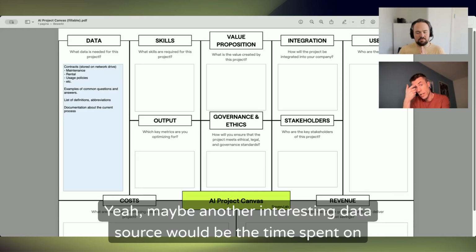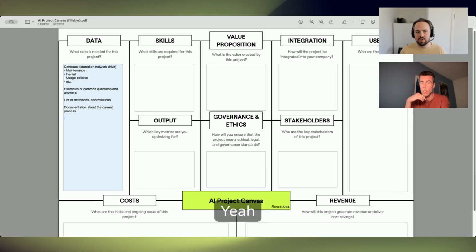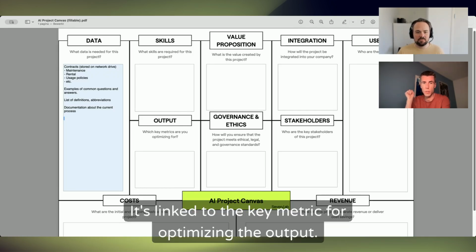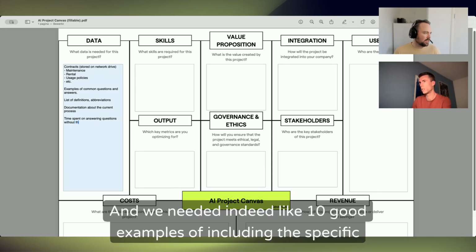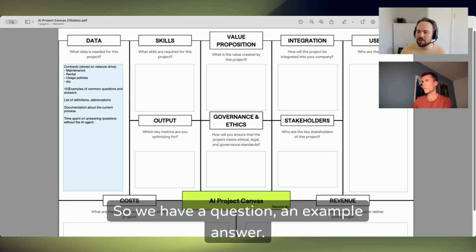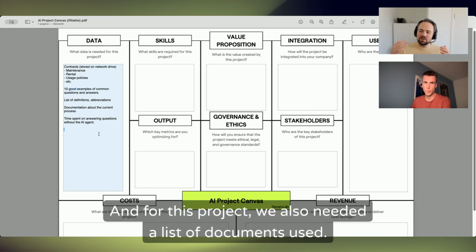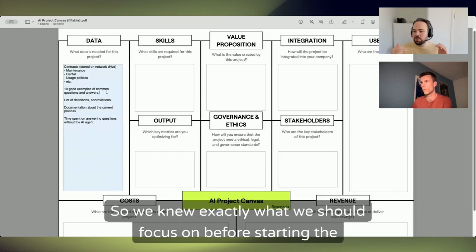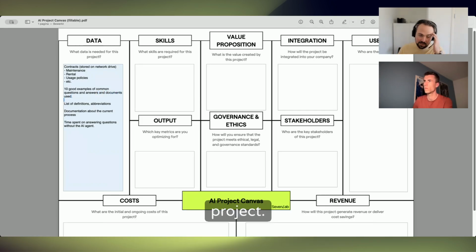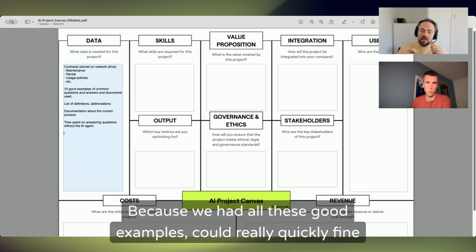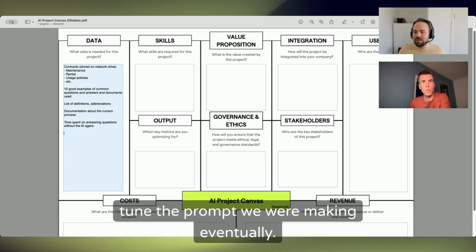Maybe another interesting data source would be the time spent on answering questions right now. Sure. It's linked to the key metric for optimizing the output. And we indeed needed about 10 good examples, including the specific process used to get to an answer. So we have a question and an example answer. And for this project, we also needed a list of documents used, so we knew exactly what we should focus on before starting the project. Because we had all these good examples, we could really quickly fine-tune the prompt we were making eventually.